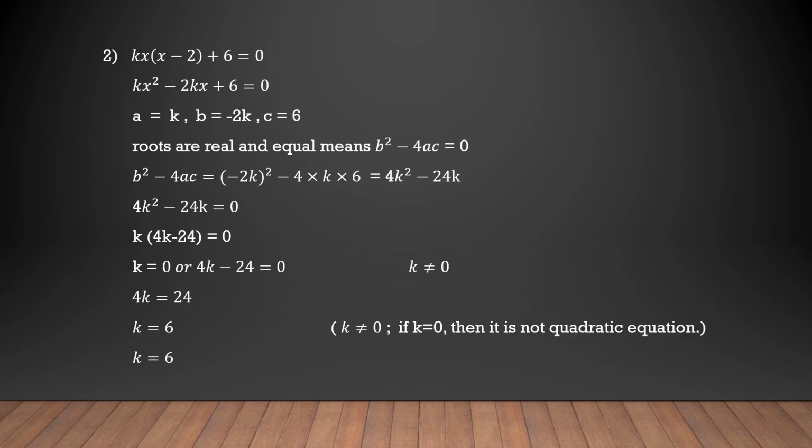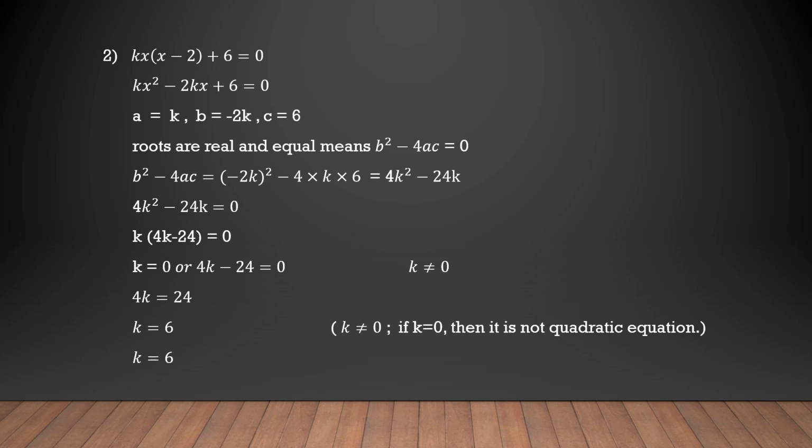Then second equation, kx into (x minus 2) plus 6 is equal to 0. So first we solve this equation. We multiply kx into (x minus 2). So kx into x is kx square and kx into minus 2 is minus 2kx, plus 6 is equal to 0. Then we compare this equation with ax square plus bx plus c is equal to 0 and we find the value of a, b and c. So a is equal to k, b is equal to minus 2k and c is equal to 6.